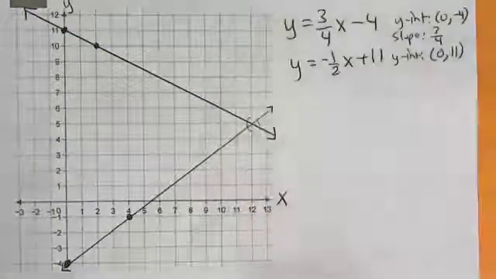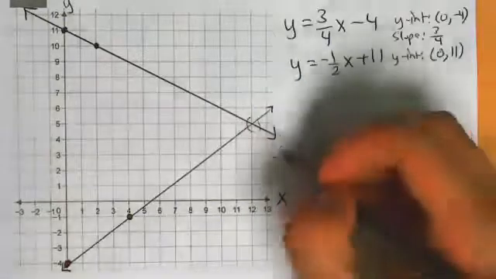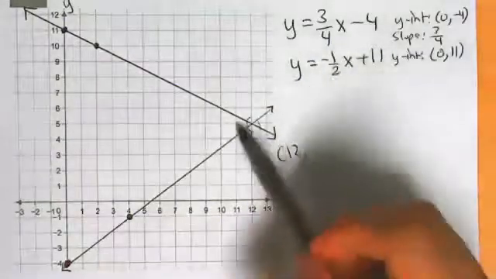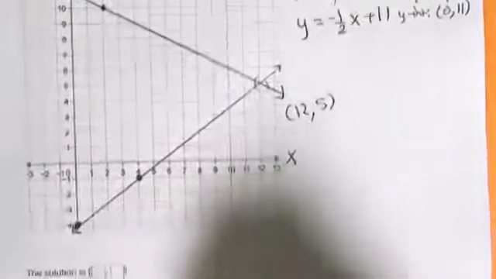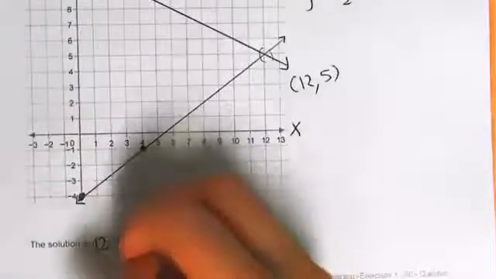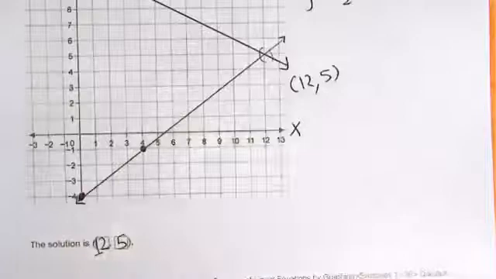So we look at this and our two graphs clearly intersect at a point, and that point is right here. And if we look over, the x value of that point is over here at 12, and the y value is up here at 5. So our point of intersection is (12, 5). So you have to fill in 12 and 5 into Big Ideas.